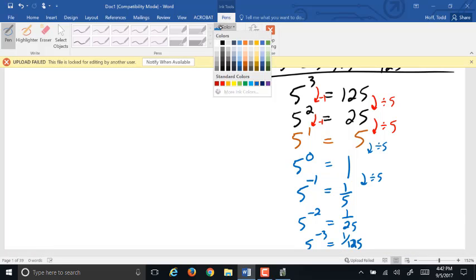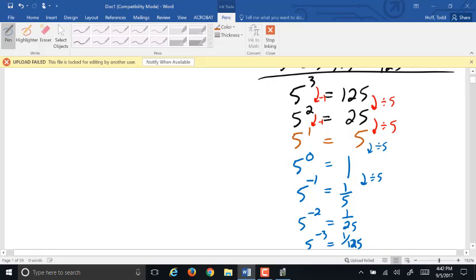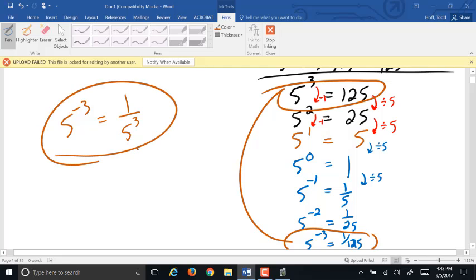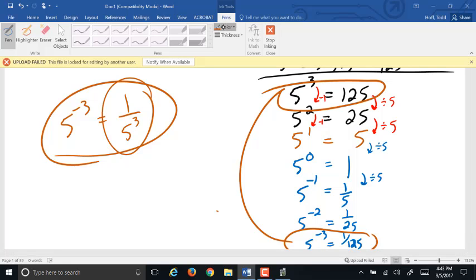You can see a pattern developing here where the negative power is related to the positive power. 5 to the negative 3 is just 1 over 5 to the positive 3. We're going to work with those a little bit more when we talk about fractions. This concept here of 1 over a number is called a reciprocal. And when we talk about fractions, we'll talk about that a lot. But for now, I just wanted to continue that pattern.